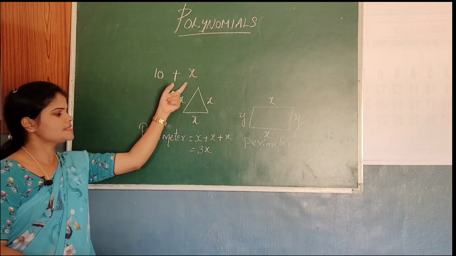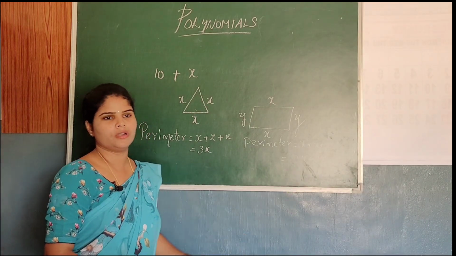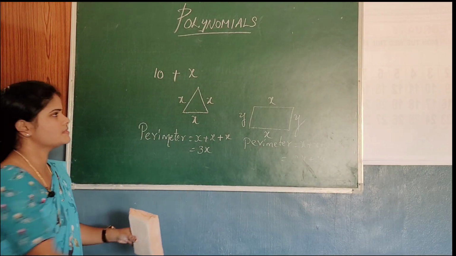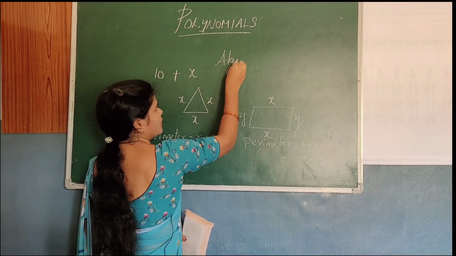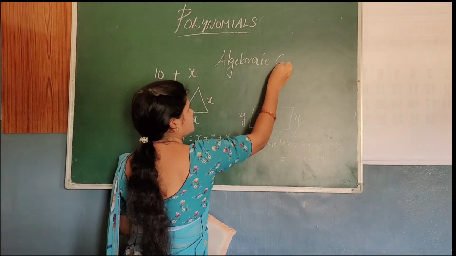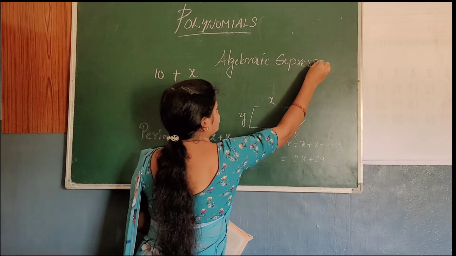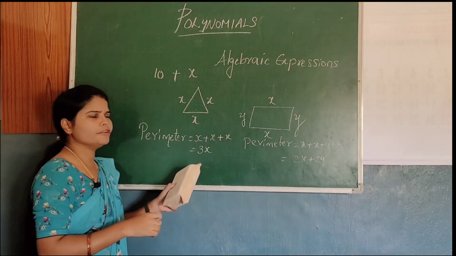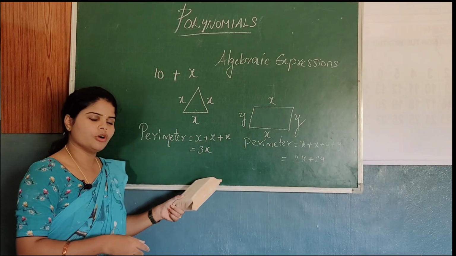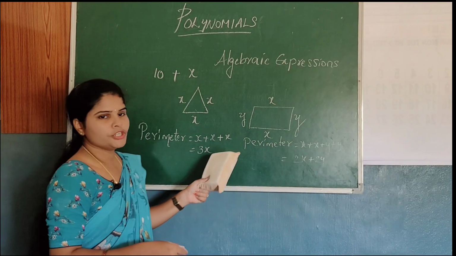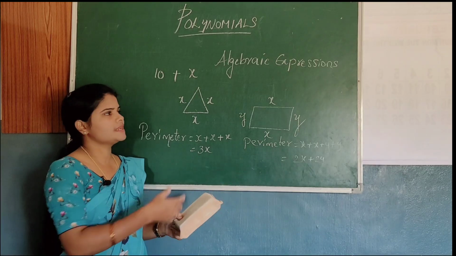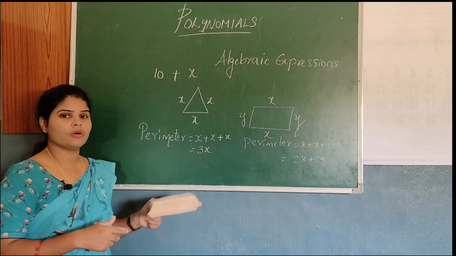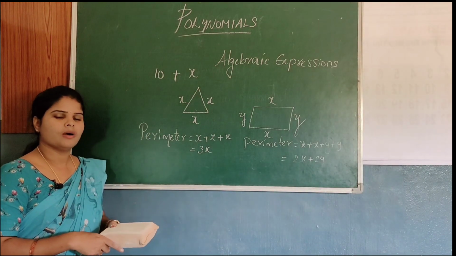So what comes here? 10 plus X, 3X, 2X plus 2Y are called algebraic expressions. What is the definition of an algebraic expression, which I already learned in the earlier classes? The combination of both constants and variables is nothing but an algebraic expression. So here I come again: the combination of both constants and variables is called an algebraic expression.